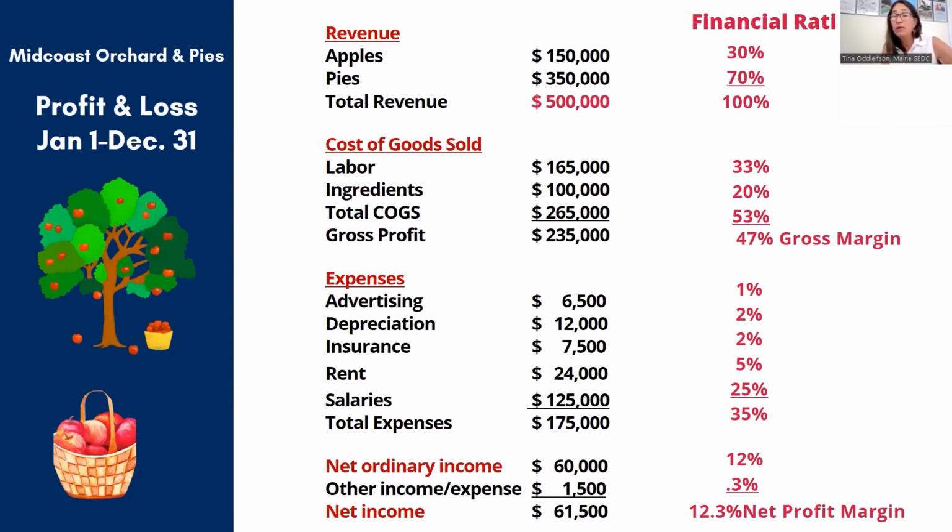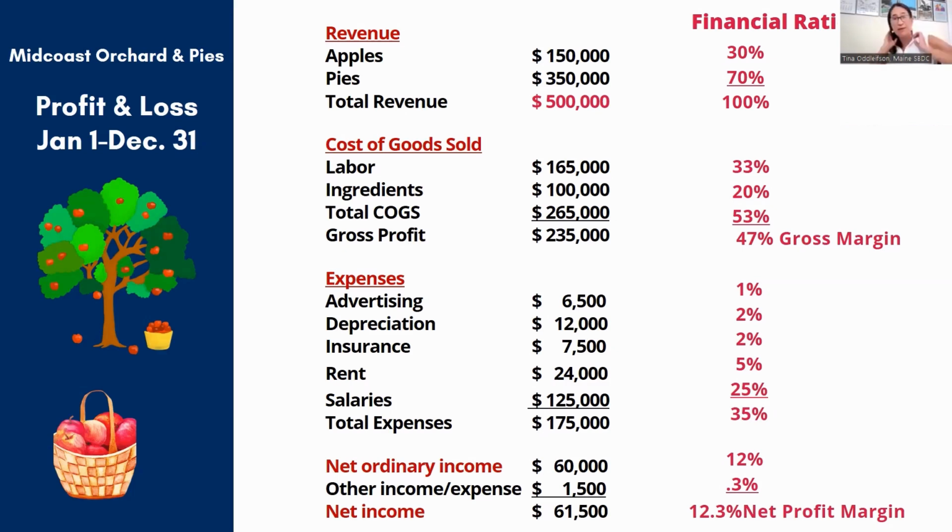That leaves us with what's called a gross profit and a gross profit margin. So we have 47 cents left on every dollar to contribute. It's sometimes actually called the contribution margin, to contribute to paying the rest of our expenses and getting profit.